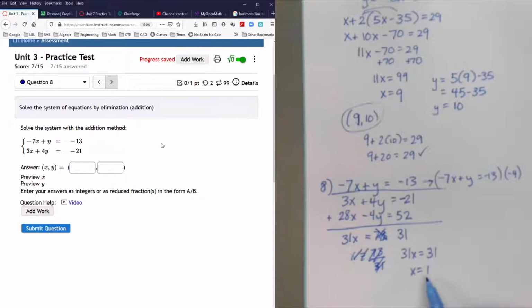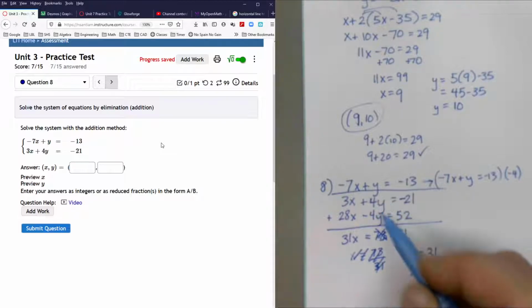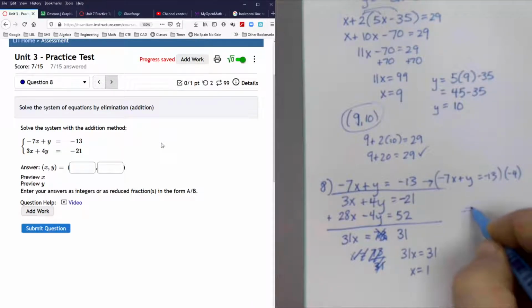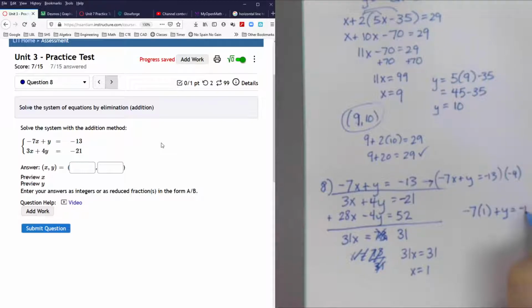Now I have to figure out what y is. And so I can go and plug 1 into any one of these equations and see what I get. And so I'm just going to go ahead and plug it into, let's go into the first equation. So I'm going to have negative 7x, which is 1, plus y is equal to negative 13. And so I get negative 7 plus y is negative 13. Add 7 to both sides. So I get y is equal to negative 6. So my point would be 1, negative 6.